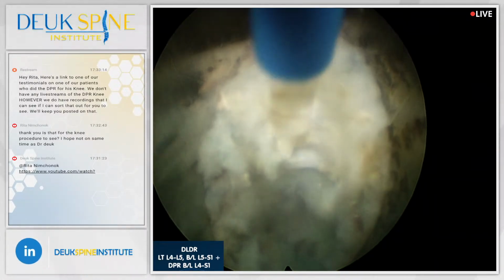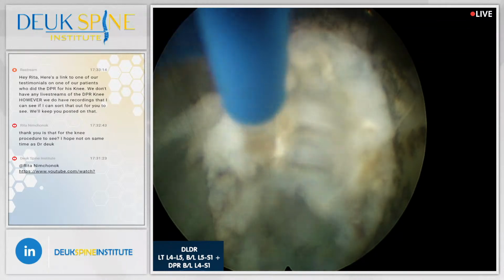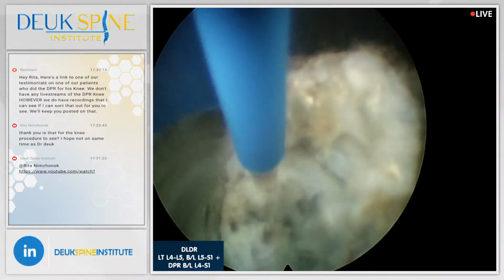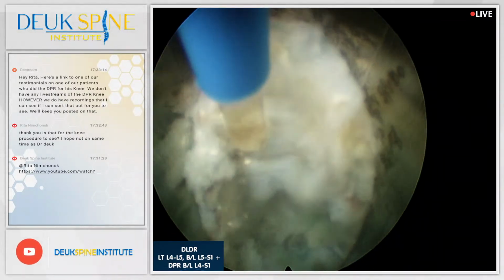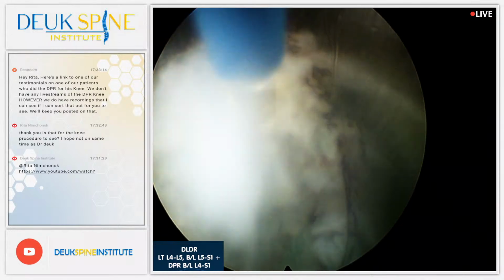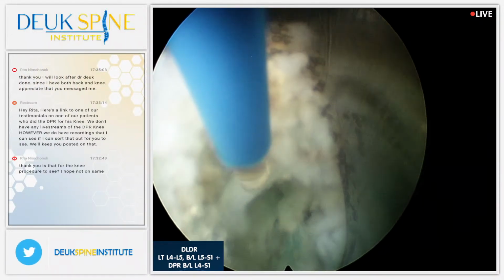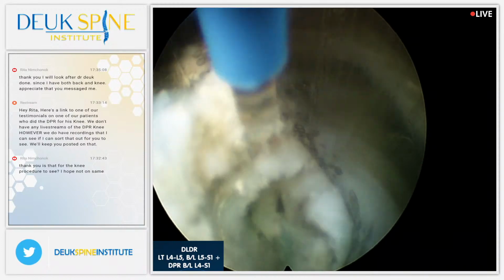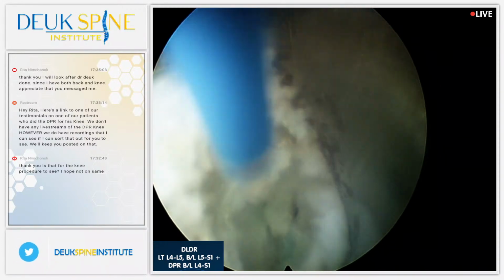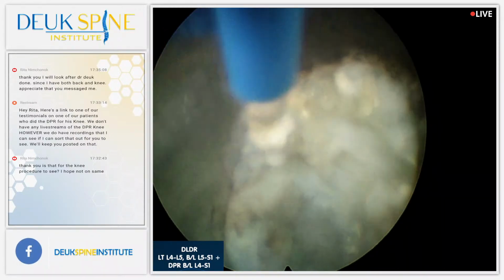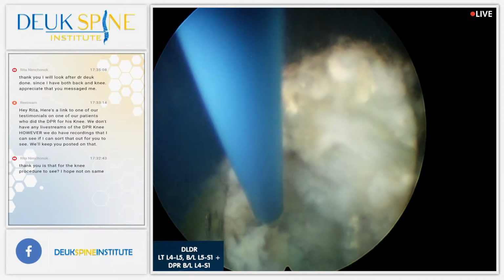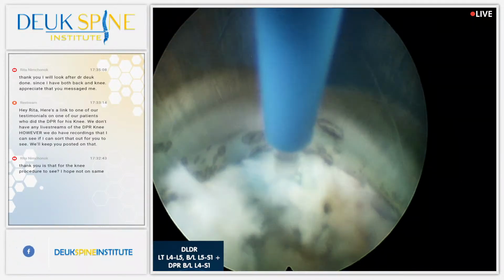So tomorrow our first case will be a Deuk laser disc repair, cervical. Patient's coming from Singapore. She has 2 herniated discs in her neck along with facet joint pain. We're going to do a DPR on her facets, we're going to do a DLDR on her discs, and then we're going to be done with her. We'll move on to patient number 2.